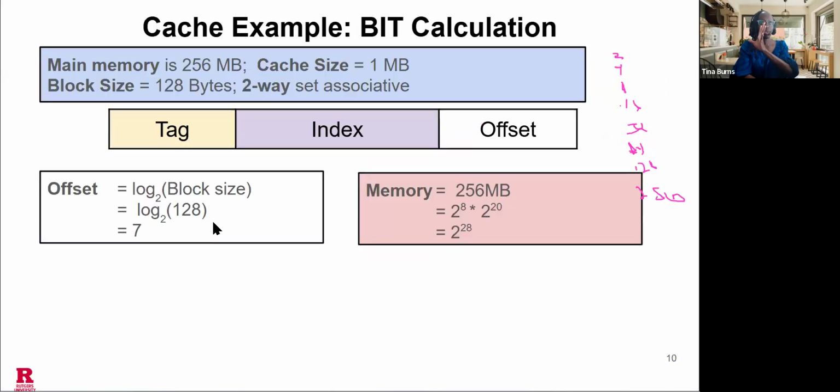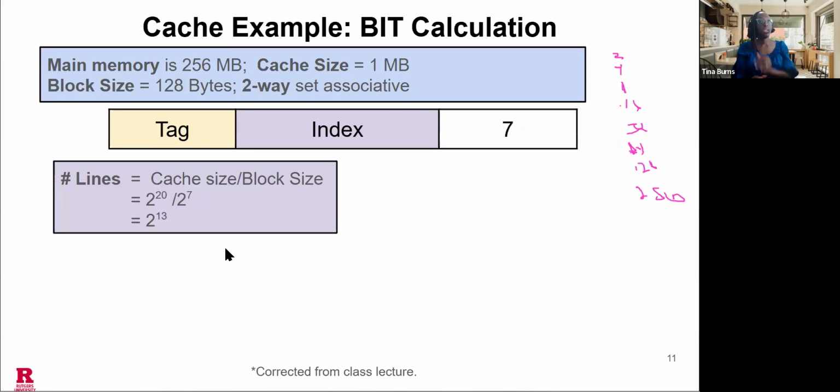All right, I have my offset, I have my memory. Now we're looking at what we need to do for the index. How many sets are in there total? That's pretty much the question: how many cache sets do I have and how many bits do I need to represent that? All right, so the first thing I want to look at is my block size and the cache size. This will give me my number of lines.